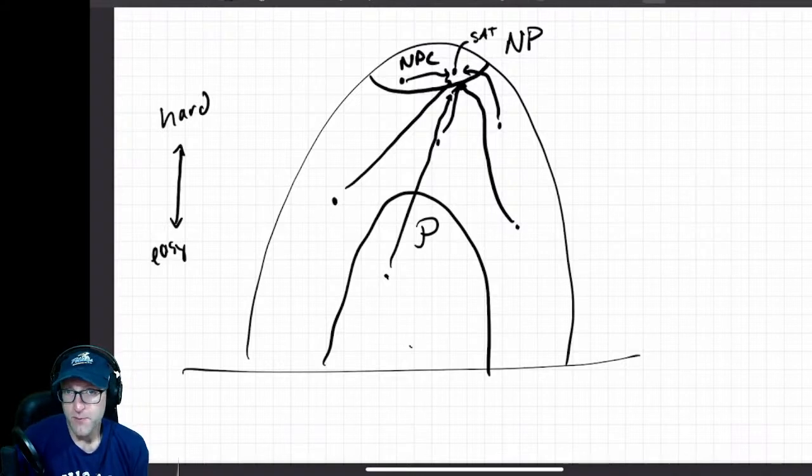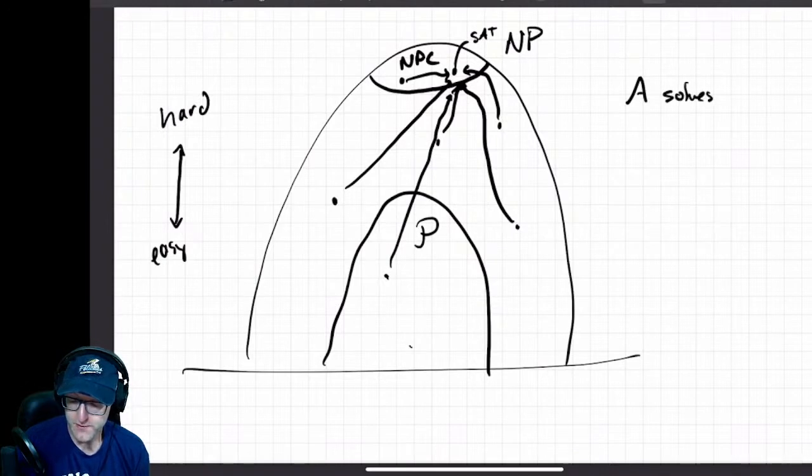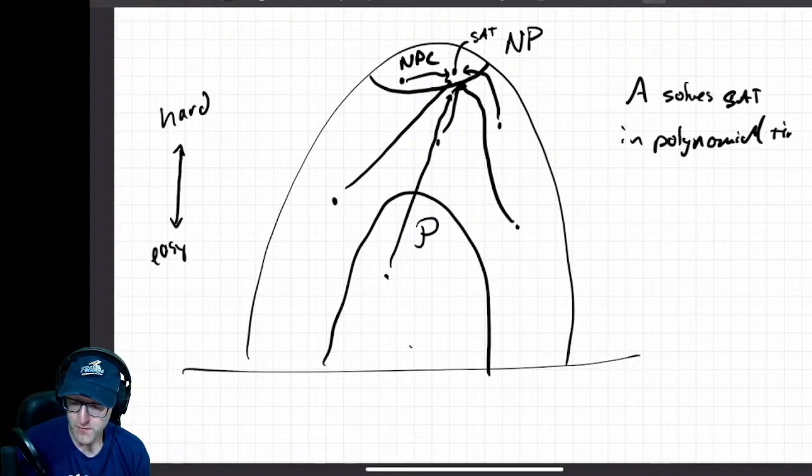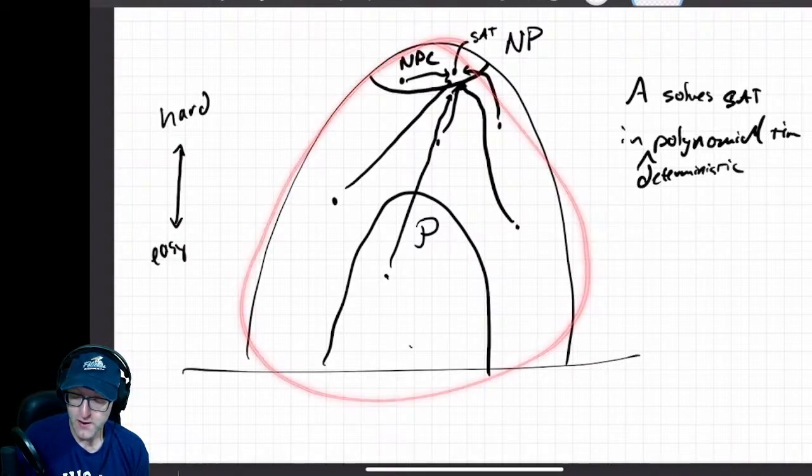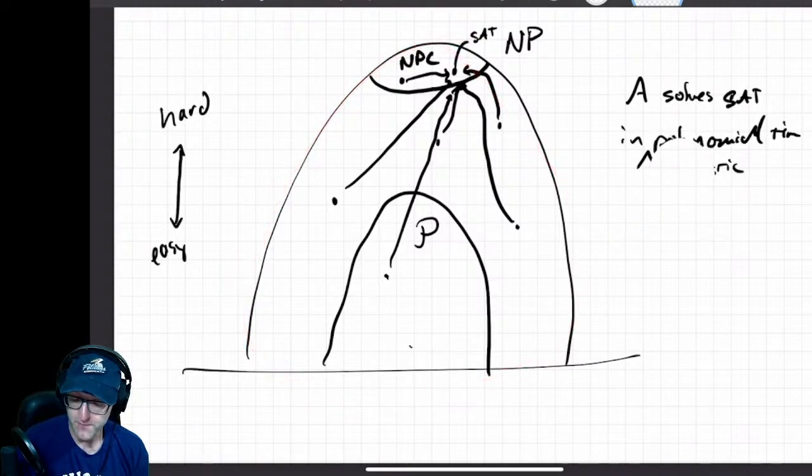Suppose that I were doing lots of research here, and I would actually come up with an algorithm A that solves SAT, satisfiability, in deterministic polynomial time. That means that any problem in this entire landscape can be solved in polynomial time.